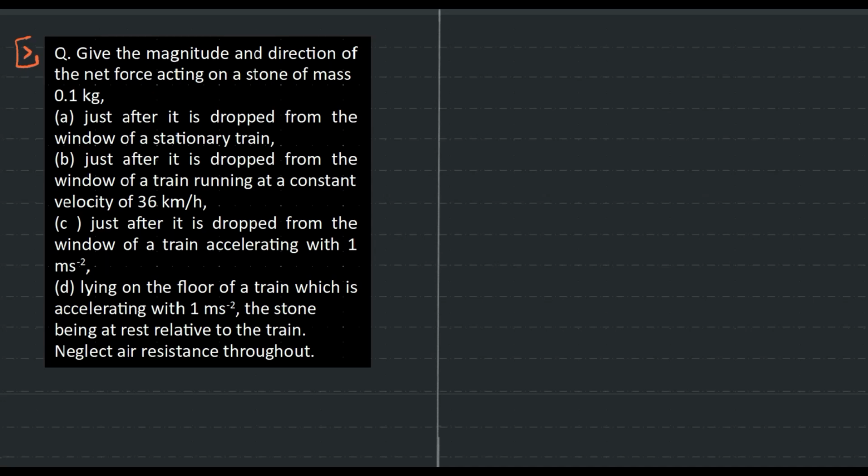Given the magnitude and direction of the net force acting on a stone of mass 0.1 kg just after it is dropped from the window of a train station, just after it is dropped from the window of a train running at a constant velocity, and so on and so forth. Try, think about it.